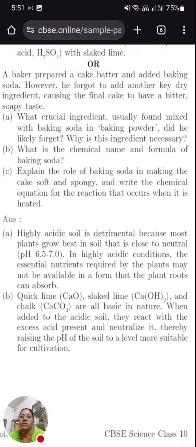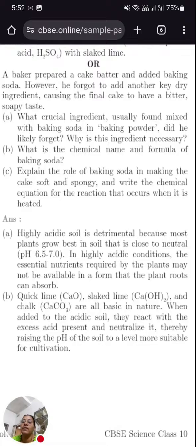So the question: what crucial ingredient is usually found mixed with baking soda in baking powder? Tartaric acid. Did he likely forget? Why is this ingredient necessary? Because it will neutralize the bitter taste of sodium carbonate. Next question, what is the chemical name and formula of baking soda? Baking soda, Na2CO3, sodium carbonate. Explain the role of baking soda in making the cake soft.